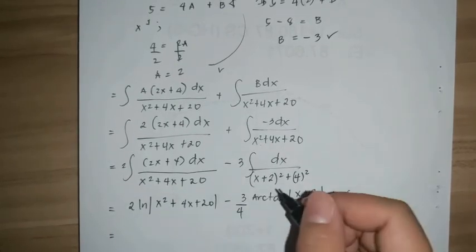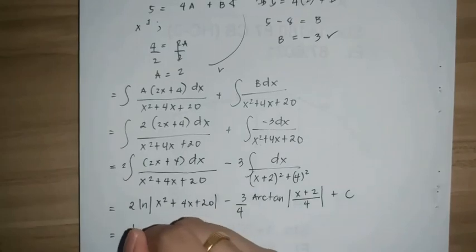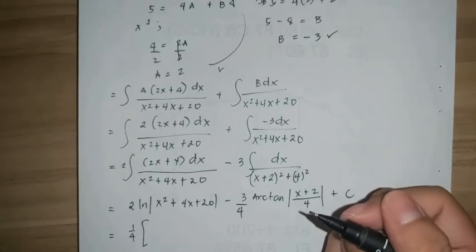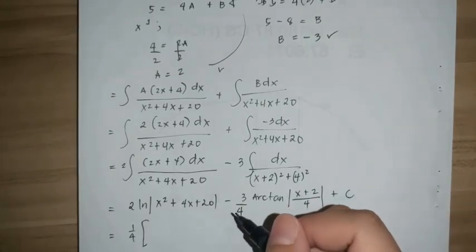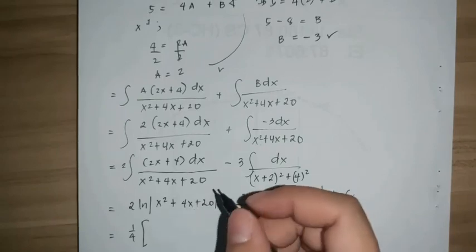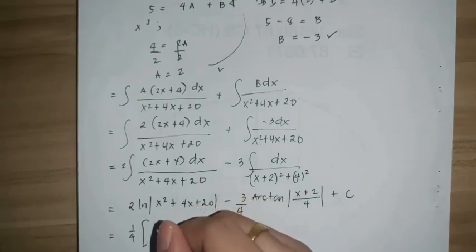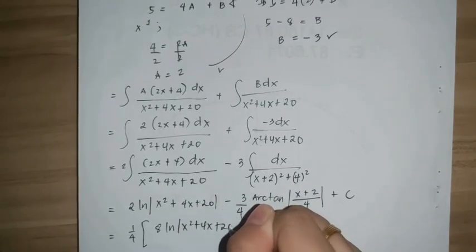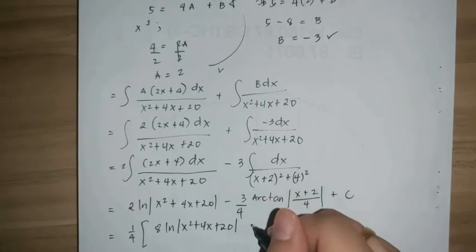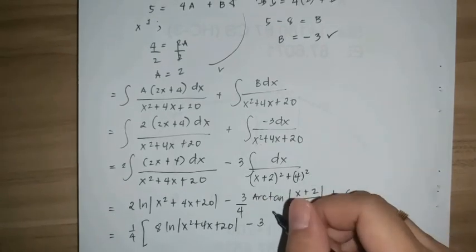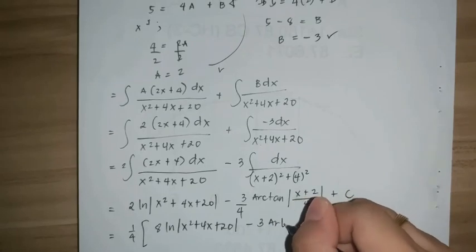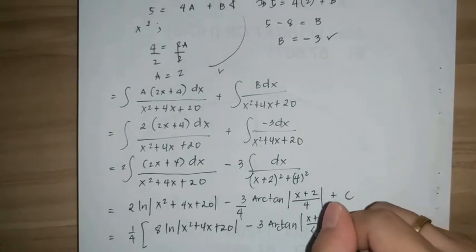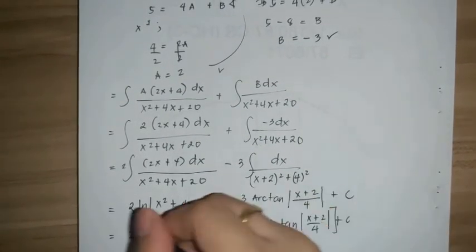I could still reduce this one, so let's factor out 1/4. Your final answer should be factored by 4. So we have 8 ln of x squared plus 4x plus 20, minus 3 arctan of (x + 2) over 4, plus C. This is the final answer.